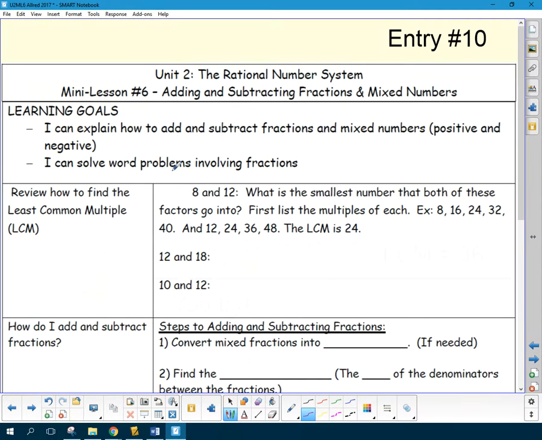I've got 2 learning goals for you today. You should be able to explain how to add and subtract fractions and mixed numbers, both positive and negative, by the end of today's lesson. And you should be able to solve word problems involving fractions.